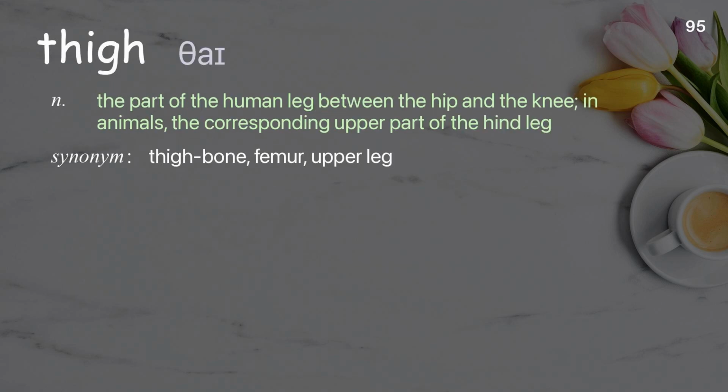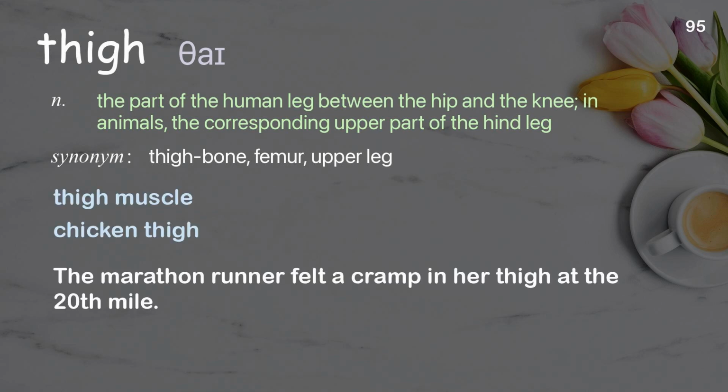Thigh. The part of the human leg between the hip and the knee. In animals, the corresponding upper part of the hind leg. Examples. Thigh muscle. Chicken thigh. The marathon runner felt a cramp in her thigh at the 20th mile.